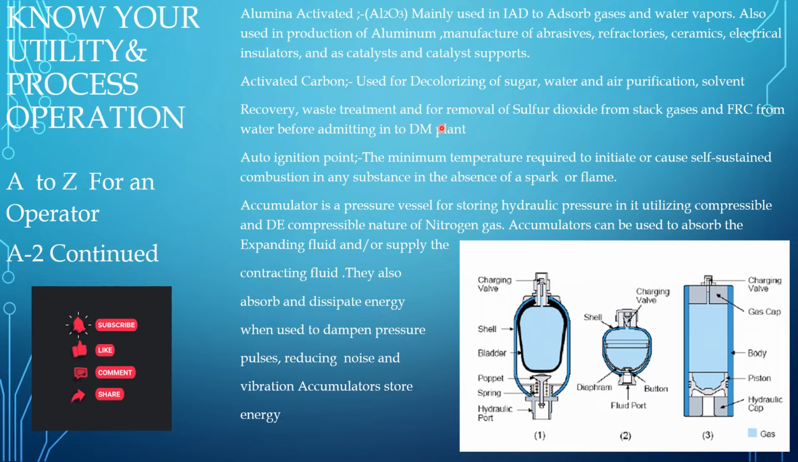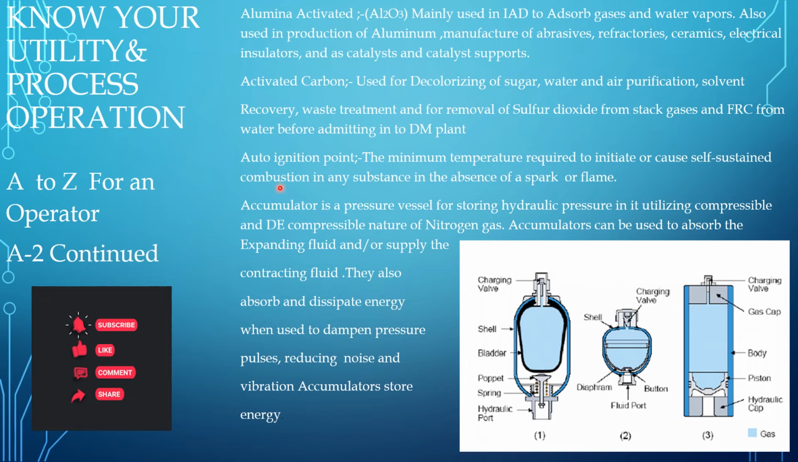Before admitting the water to cation or softener, it will be treated with activated carbon to remove the free residual chlorine, which will damage the resin structure. Also, it will affect the resins to form fines. If you want to know more, you can see my DM plant video. So, activated carbon is used to remove FRC. Also, it is used to remove sulfur dioxide from the sulfur stack gases, flue gases.